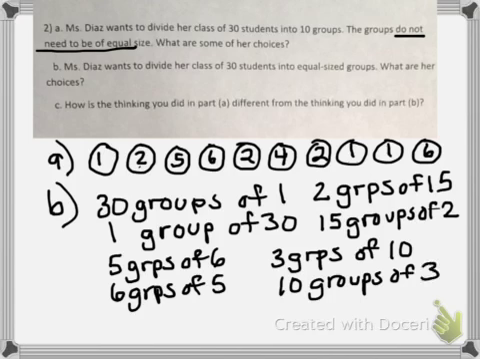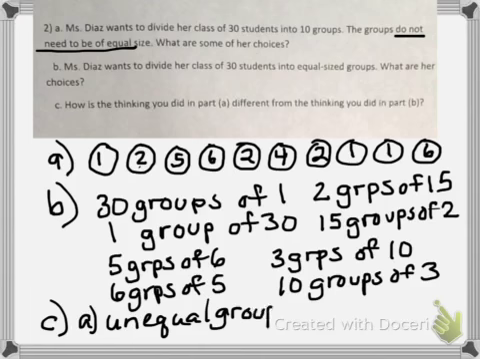And as you notice, 1, 30, 2, 15, 5, 6, and 3, 10 are all factors of 30. And part C, how is your thinking different in part A compared to part B? Part A has unequal groups, and part B has equal groups. I would be writing this in a full sentence if I were writing this out for a project. I'm just out of space here, unfortunately. Equal groups. So that's the difference in our thinking.